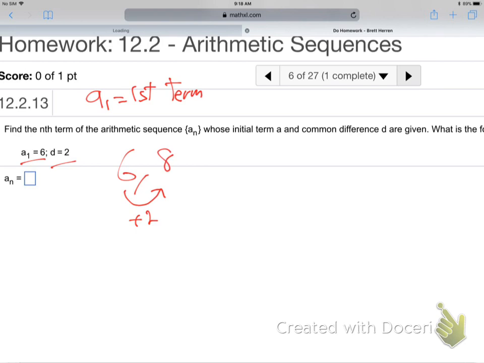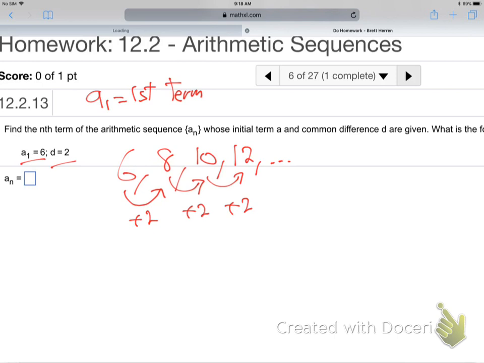So that means it's going to go up by 2. The next number is 8. Then it's going to go up by 2 again, so the next one's 10. And up by 2 again, so the next one's 12, and etc. Make sense how I found that sequence there? So A1's the first term, and D's the difference, the jump amount from term to term.